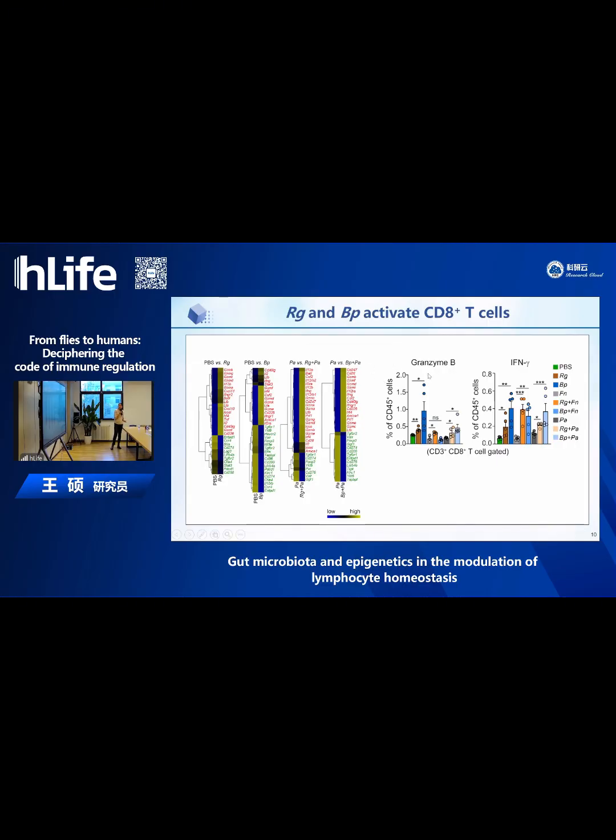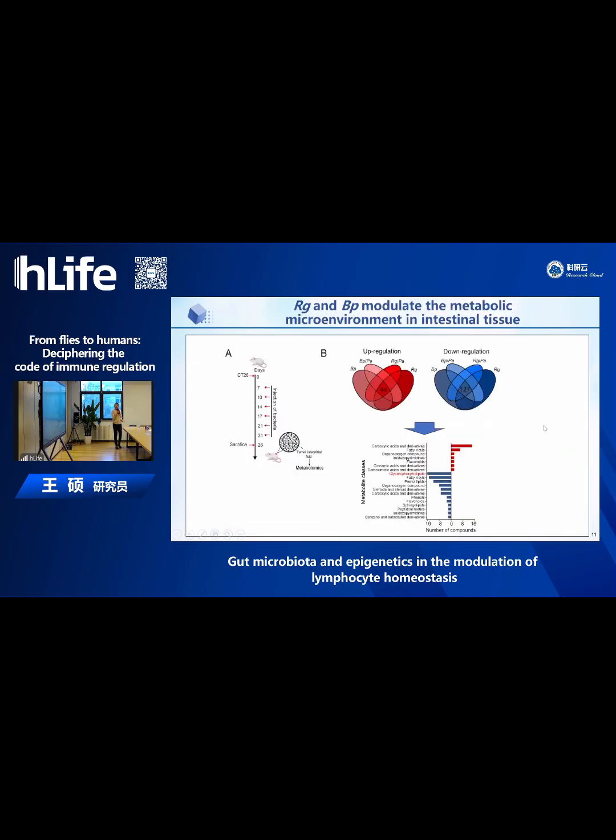And we found that after the addition of these bacteria, CD8 T cells expressed high levels of granzyme B and interferon gamma, which are very important for the cytotoxic function of CD8 T cells. This indicates that these bacteria can activate CD8 T cells in the tumor. Then we wanted to know how these bacteria activate CD8 T cells.